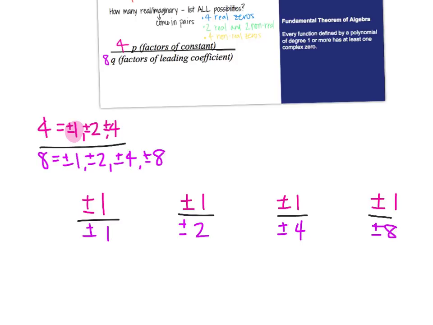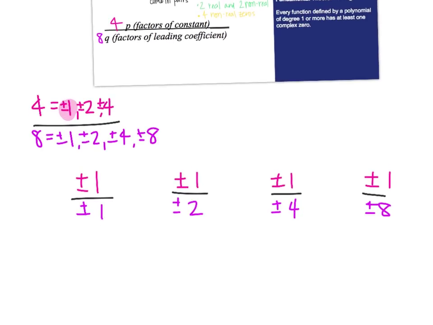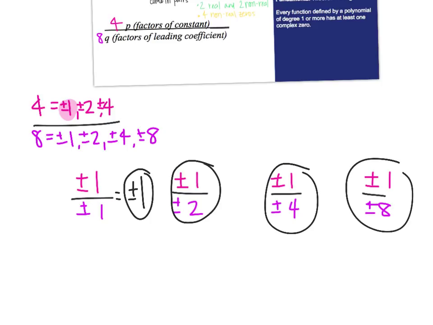Positive and negative 8. Okay, well, I can only simplify one of these, because positive and negative 1 divided by positive and negative 1 is just going to be positive and negative 1. So I currently have 2, 4, 6, 8 possible zeros. I'm getting 2 because I have a positive 1 and a negative 1. That's 2. Positive 1/2 and a negative 1/2. That's 4. Positive 1/4, negative 1/4. That's 6. Positive 1/8, negative 1/8. That's 8. So then I'm going to go through and do the same thing with 2.